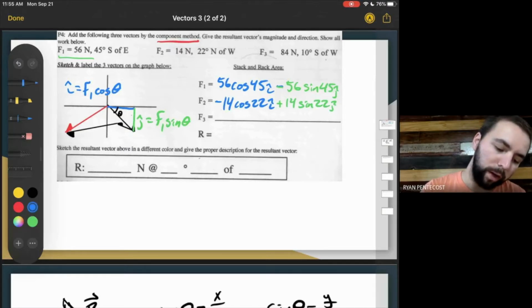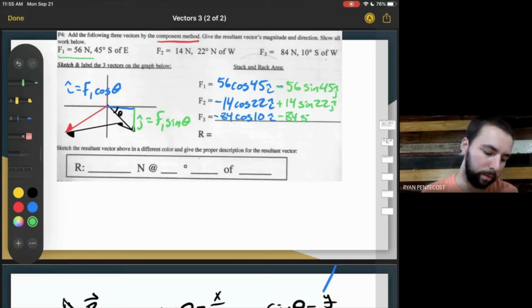Then for our third vector, we have south and west, both negative. So we have negative 84 cosine of 10 i hat. And then we have minus 84 sine of 10 j hat.